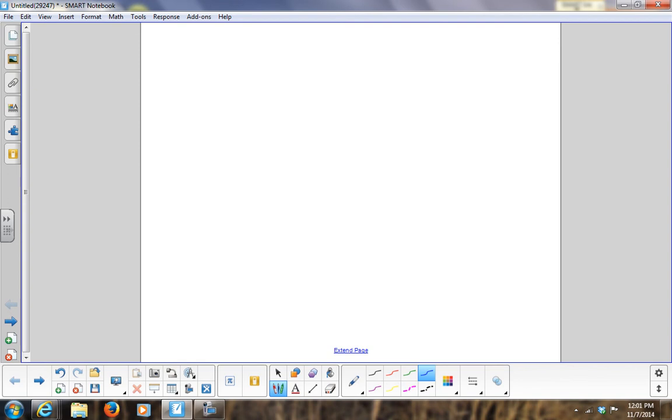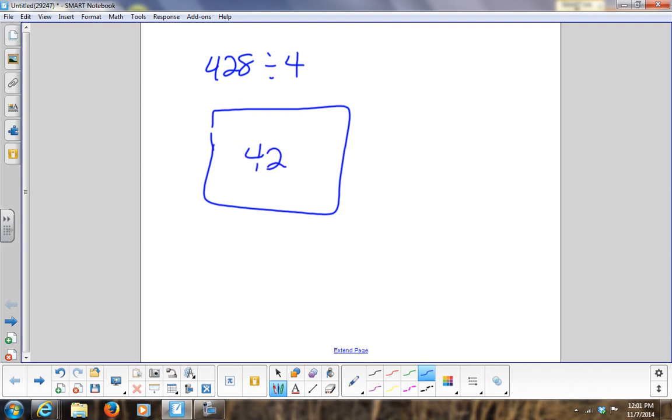So we have 428 divided by 4. So I have 428 in here. I'm not doing anything different. I'm just not drawing the house. I'm pretty much doing the same thing without drawing the little house, the regular division problem. So what can I get close to? Do I want to go to 400 or do I want to go lower than 400?